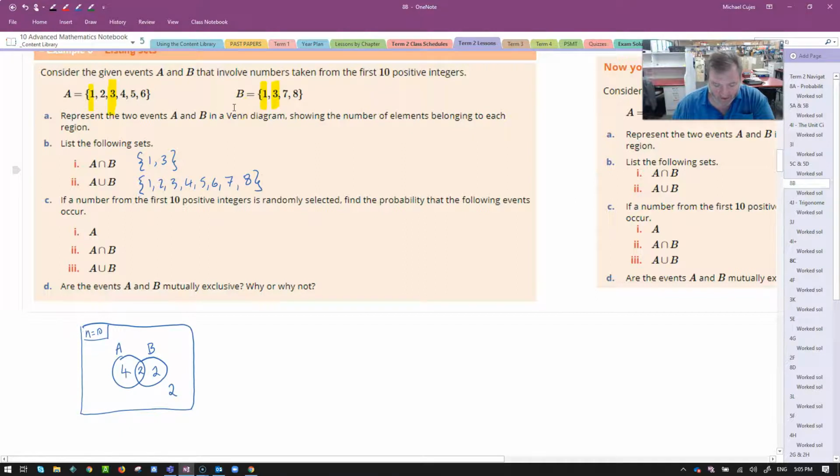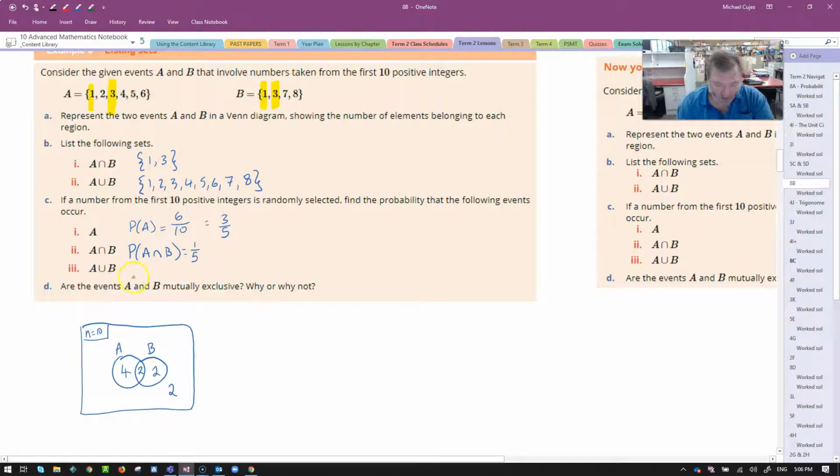If a number from the first 10 positive integers is randomly selected, find the probability that the following events occur. The probability of getting something from set A, well, there are 6 in total inside set A. So the probability that a randomly selected element is from set A would be 6 out of the 10, which you would of course simplify down to 3/5. What about the probability of getting a number that is in both set A and B? Well, there are only 2 out of the 10, which of course will simplify to 1/5.